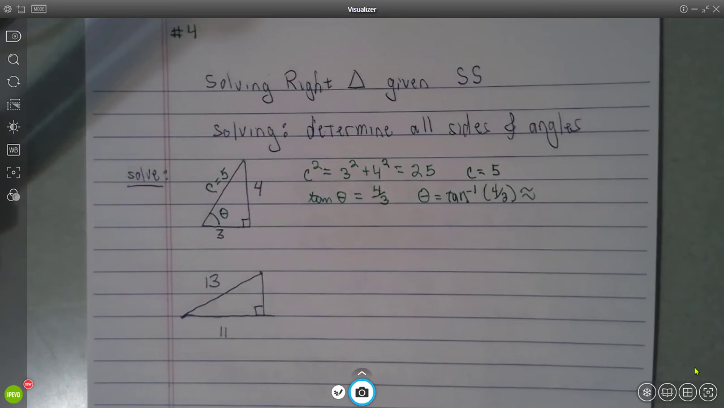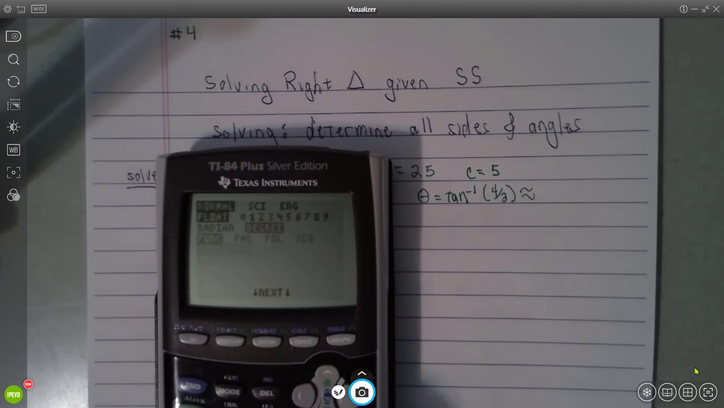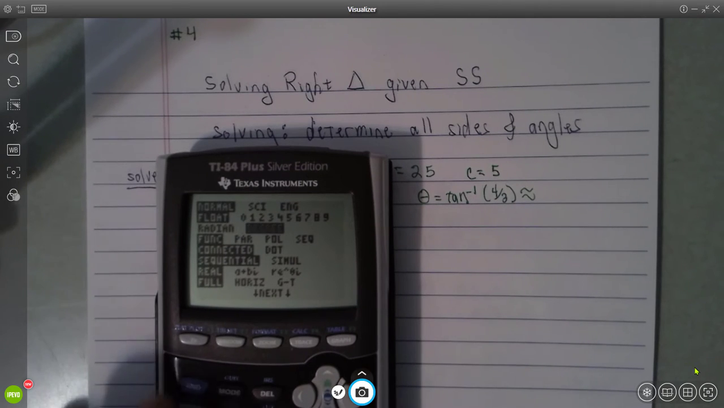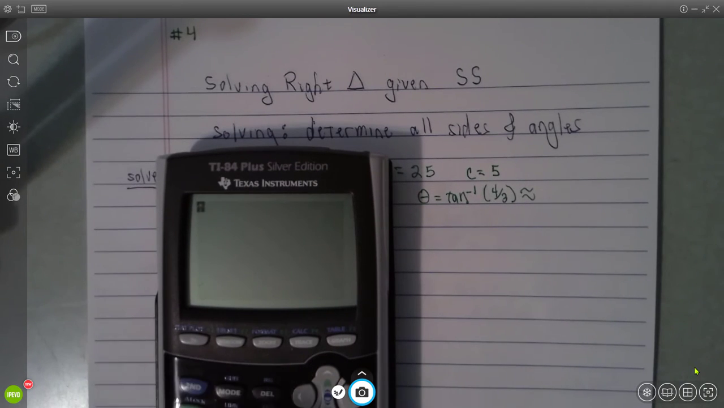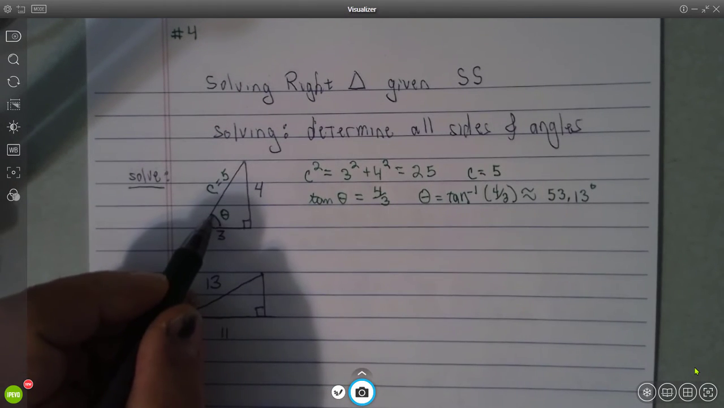This we can estimate on the calculator easily. Don't forget, check to make sure your calculator is in degree mode. Right there. Then we want the inverse tangent of 4/3. And that's about 53.13 degrees. So that takes care of this.